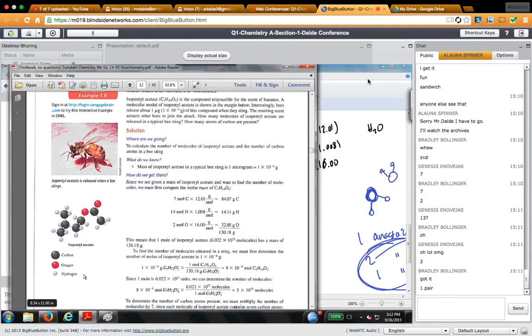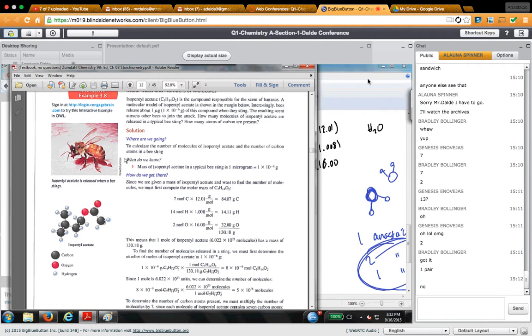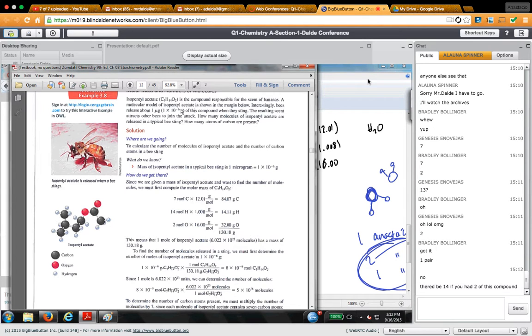And how many pairs of hydrogen? 14, because there would be 28 hydrogens, and so 14 pairs. And you'd have 2 pairs of oxygen. It's the same ratio, 7, 14, and 2. But it takes 7, 14, and 2 of these elements to make up one isopentenyl acetate.